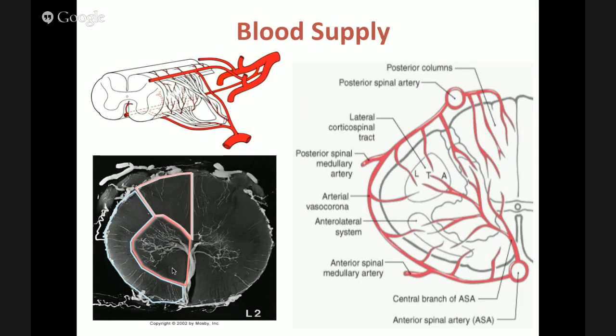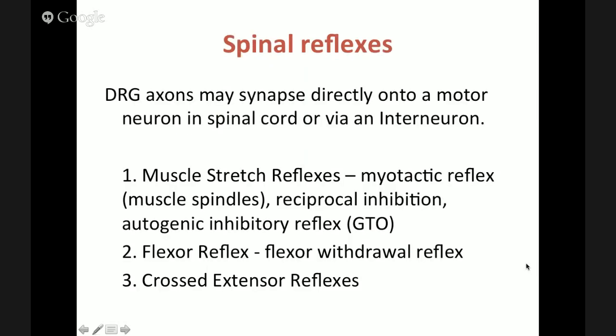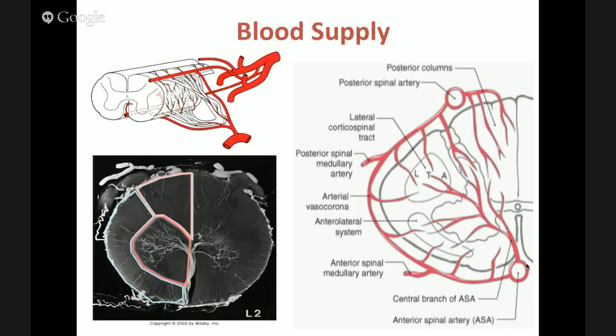Blood supply to the spinal cord. So the major supply, we have the anterior spinal artery, which is indicated here, going into this median sulcus on the anterior surface of the cord. There is a single anterior spinal, and there's a pair of posterior spinals either side of the posterior median sulcus.